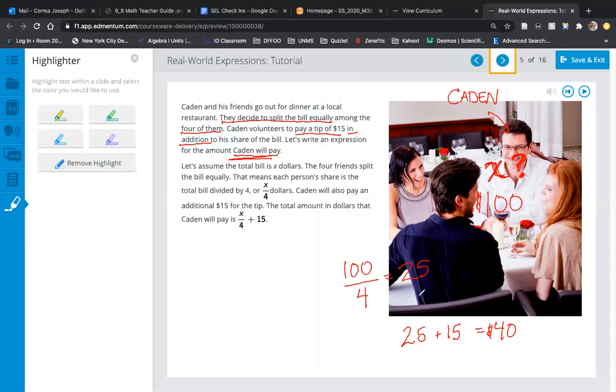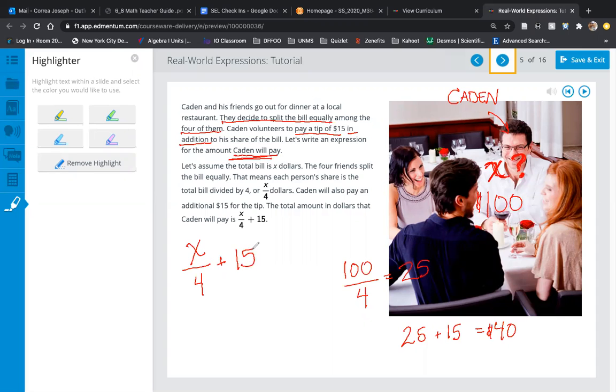So then I say, okay, look at this example that I just did. It's basically gonna be the same thing. So first, to figure out how much Caden spent, I'm gonna take the total cost of the bill, divide that by 4, right? So this here is like what I did over here, 100 divided by 4. So this represents his share of the bill. And then, remember, he also adds on that $15 tip, right?